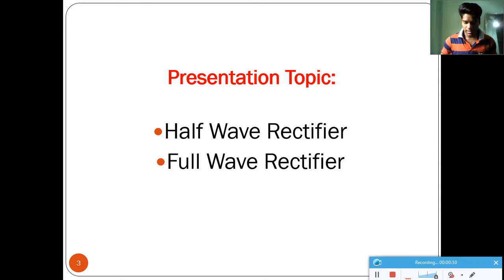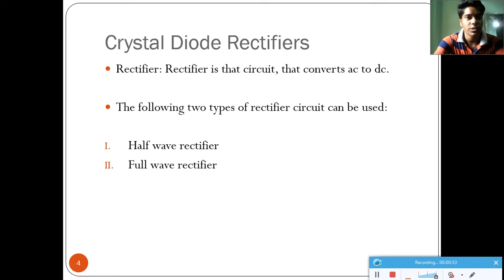So let's see the rectifier. This is the crystal diode rectifier, so we need to know about the diode. A diode is also a basic electronics component or device. A diode is a two-terminal electronics device made from silicon. The main property of a diode is that it allows current in a single direction, so that's why we are using a diode here in the rectifier circuit.